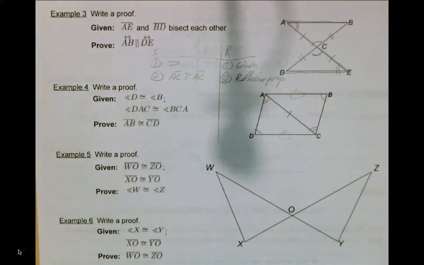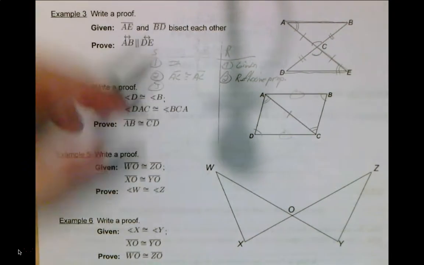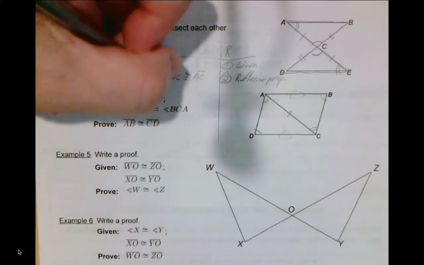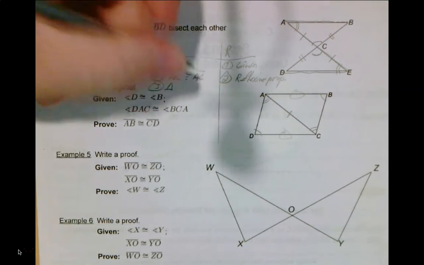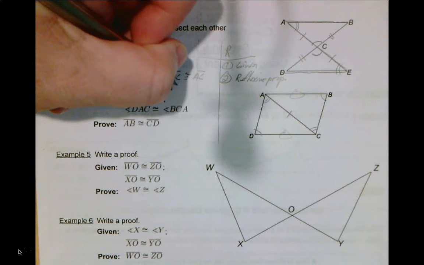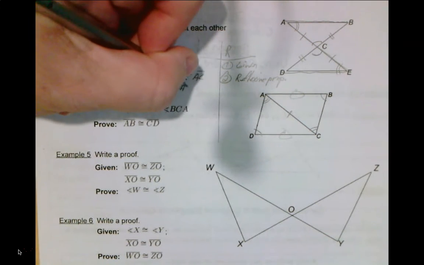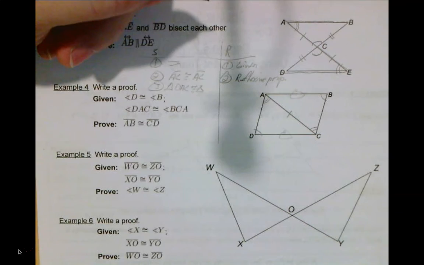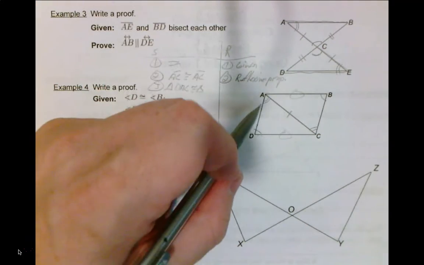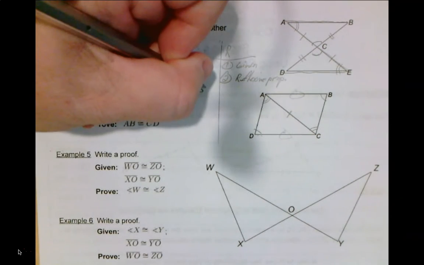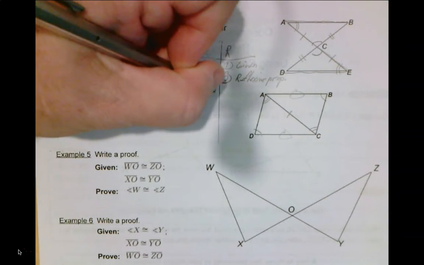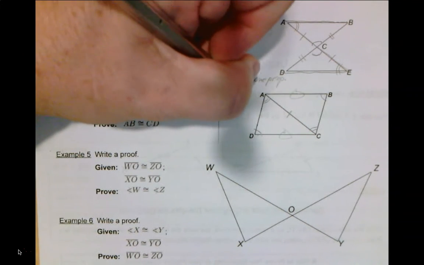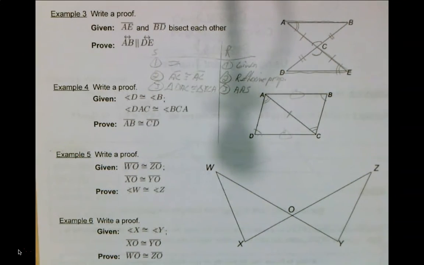Statement 3. Once we said AC was congruent to itself, we had angle, angle, side. So the two triangles were congruent to each other. Triangle DAC congruent to triangle. I'm going to make sure I get the order right. D matches up to B, A matches up to C. So BCA. And that reason was angle, angle, side.